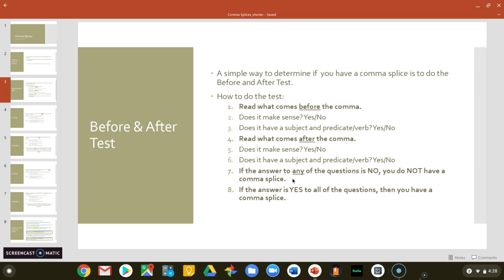If you answer no for any of those four questions, you do not have a comma splice. If, on the other hand, you answer yes to all the questions, then you have a comma splice. So let's practice this.